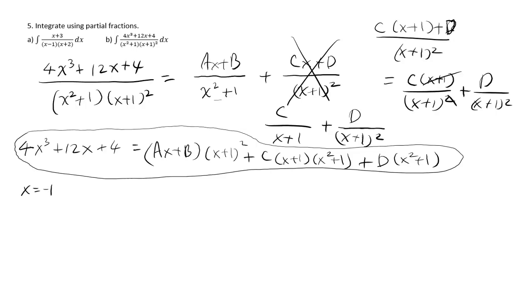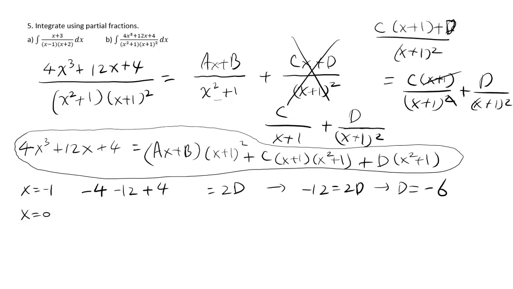x equal to negative 1 is a great number to plug in because that's going to get rid of these. And negative 1 squared is 1, 1 plus 1 is 2. So you end up with 2d only on the right side. On the left side, there is negative 1 cubed, which is negative 1. So negative 4, negative 12 plus 4. So that gives you negative 12 equals 2d, which gives you d equals negative 6.